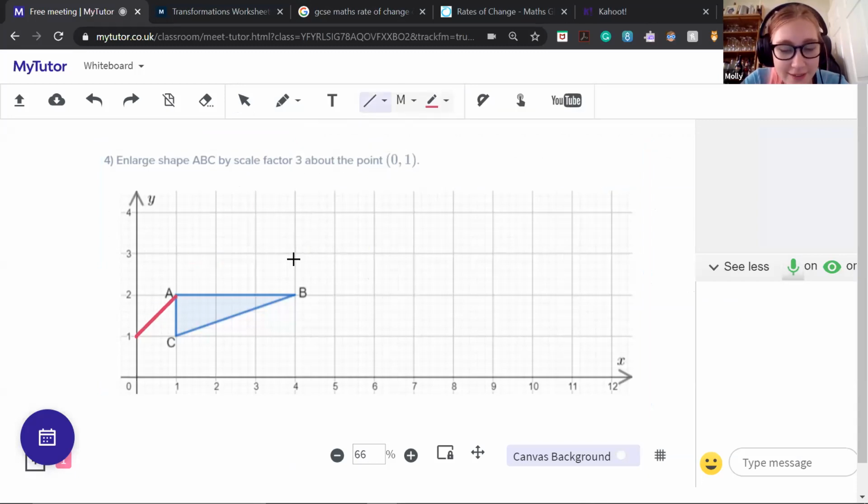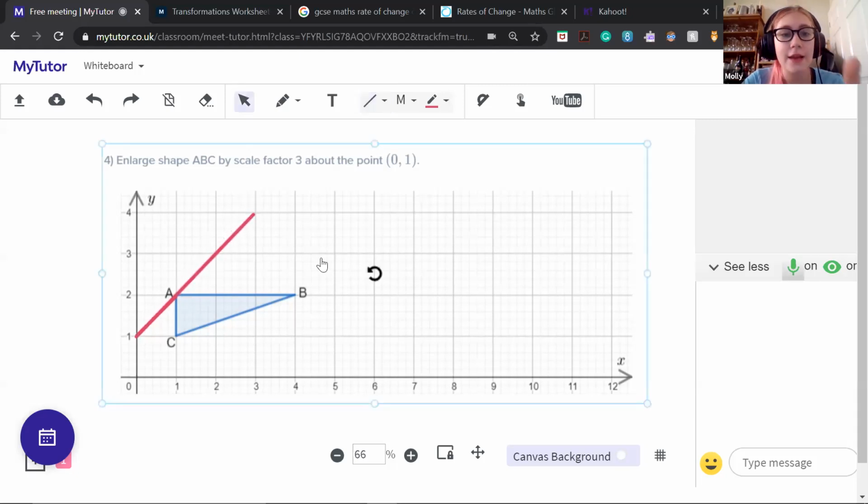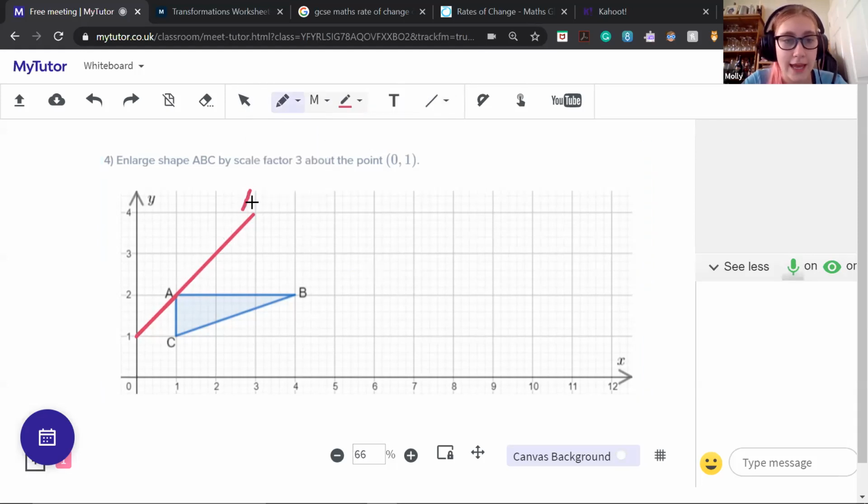So I'll show you what I mean. Go from here, 1, 2, 3. And that's going to be our new point A. So we could even write that on there. We'll maybe call it A dash or something. Then we're going to do the same for B. So we draw a line from our center of enlargement to B.